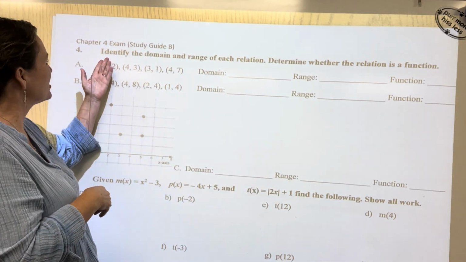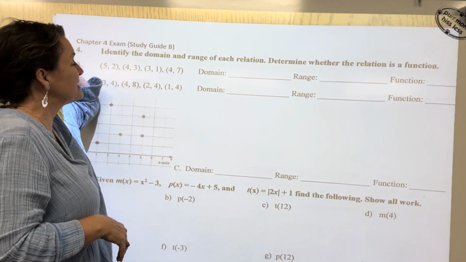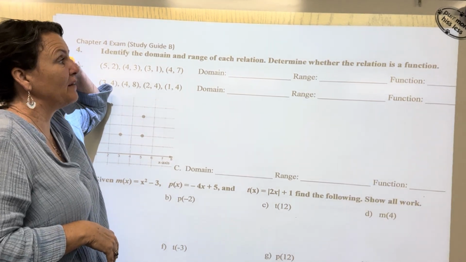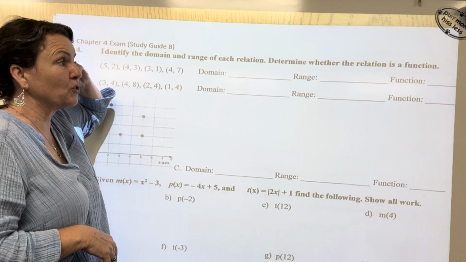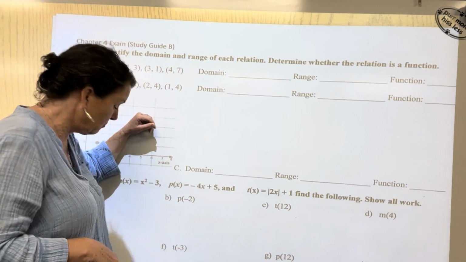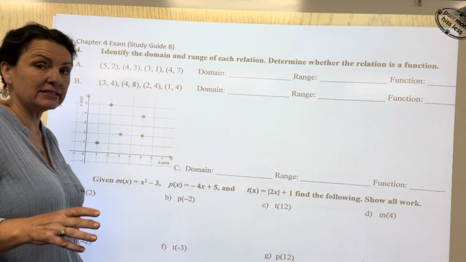Awesome. First question, let's read the directions. It says, identify the domain and range of each relation. Determine whether the relation is a function. Cool. Let's discuss some of this vocab.